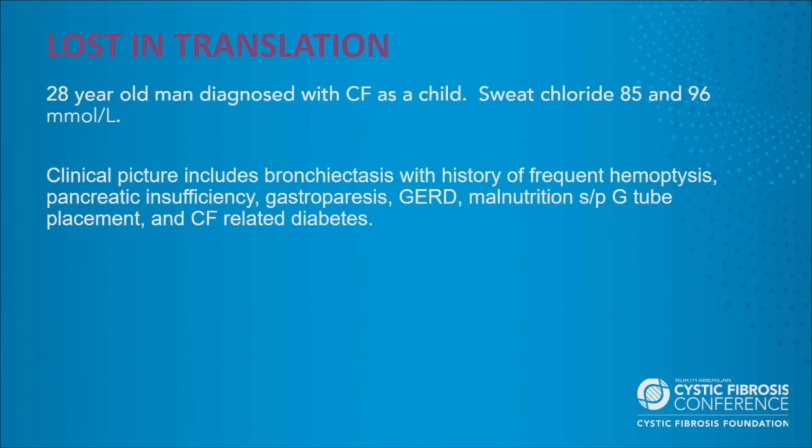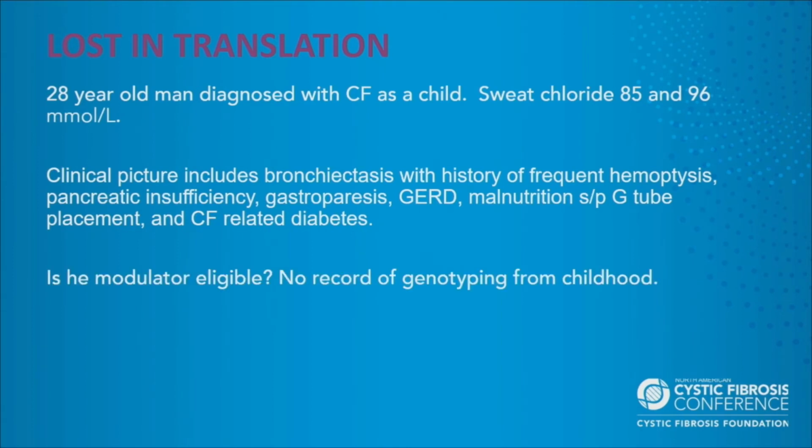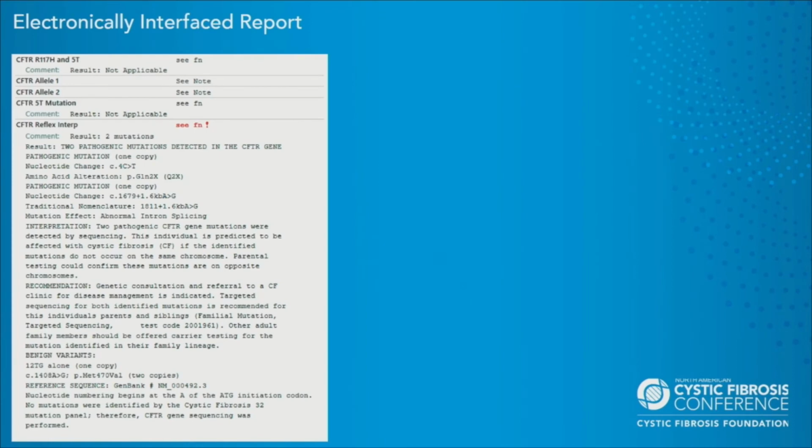Okay, so my last case is a 28-year-old man who was diagnosed with CF many years ago as a child. His sweats were in the diagnostic range, and his clinical picture very clearly fits. He presents to a new center and wants to know if he's eligible for modulators. No one can find any record of him ever having been genotyped during childhood, so testing is sent. And testing is sent and interfaces electronically into the EPIC system.